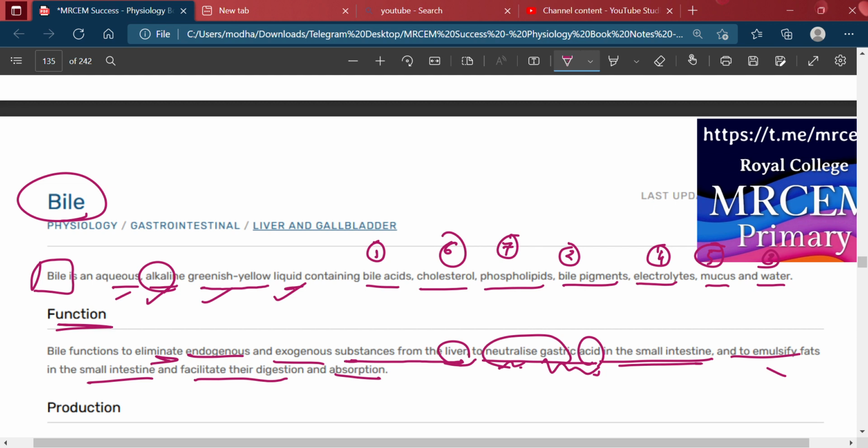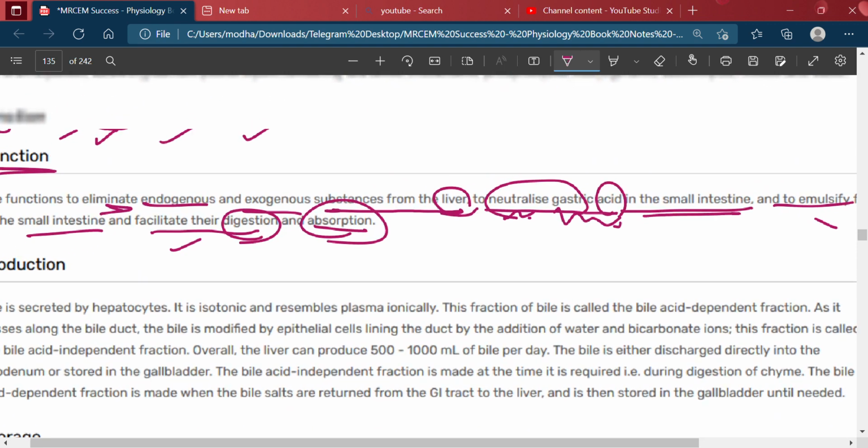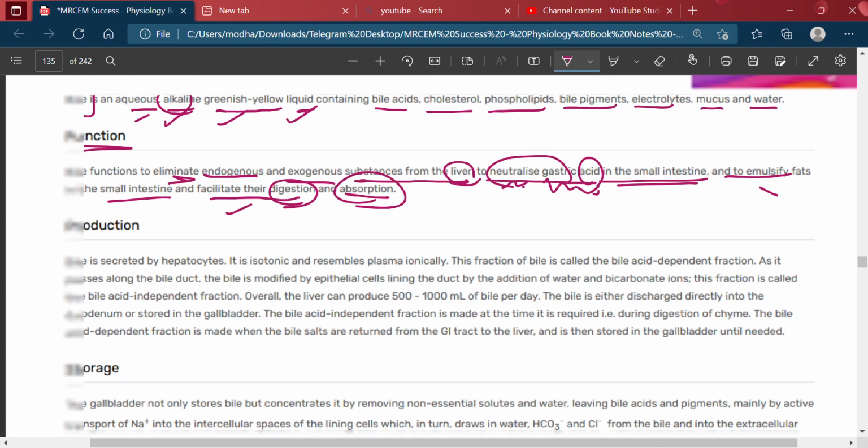Bile emulsifies the fat in the small intestine and facilitates its digestion and absorption.